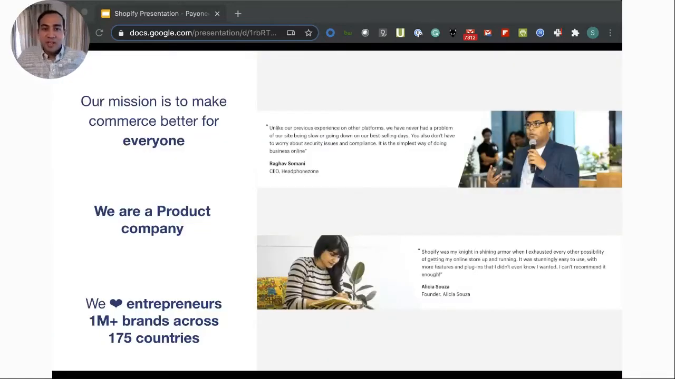So, just a quick introduction to Shopify. Our mission is to make commerce better for everyone. Commerce is all types of commerce, and everyone includes buyers, sellers, partners. We started in 2006, and today have more than 1 million brands on our platform across 175 countries, running their online stores on Shopify.